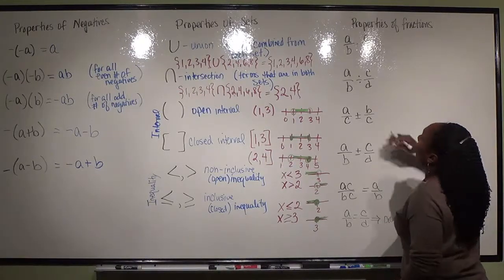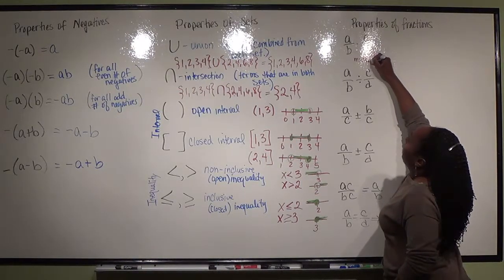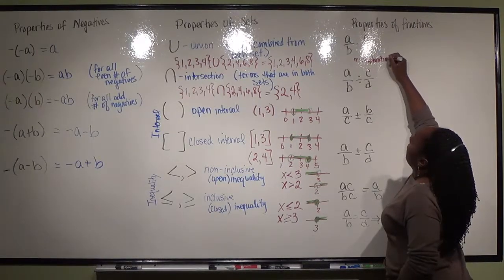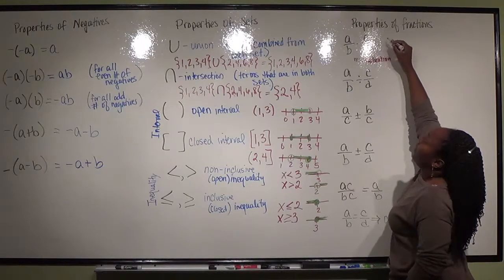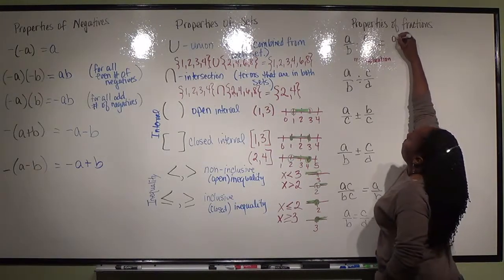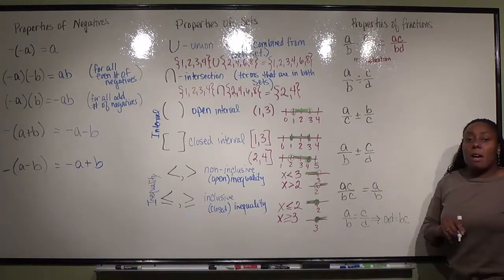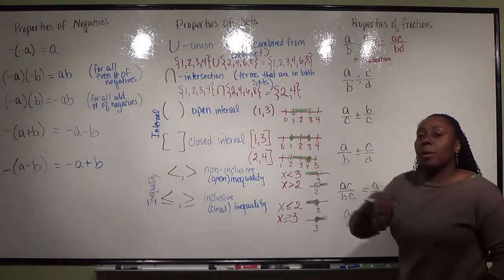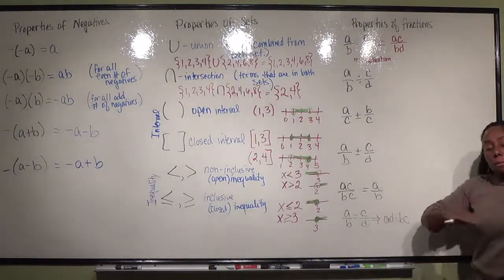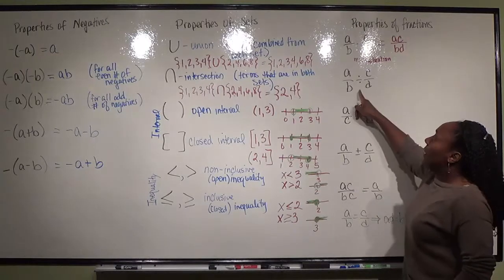For the first one, this is what we consider the multiplication property. And the nice thing here is if I have a over b times c over d, this is just going to be ac over bd. It does not matter what the fractions look like. If I'm multiplying, I can just multiply the tops or the numerators, multiply the bottoms or denominators.